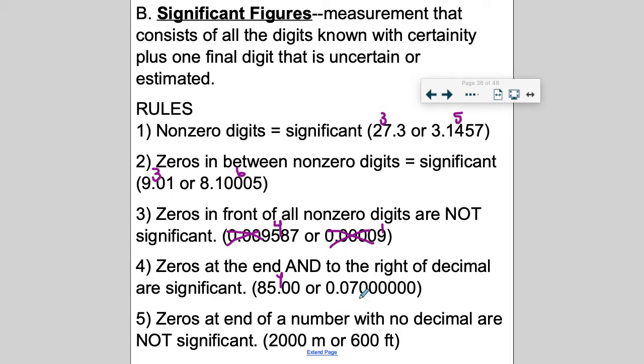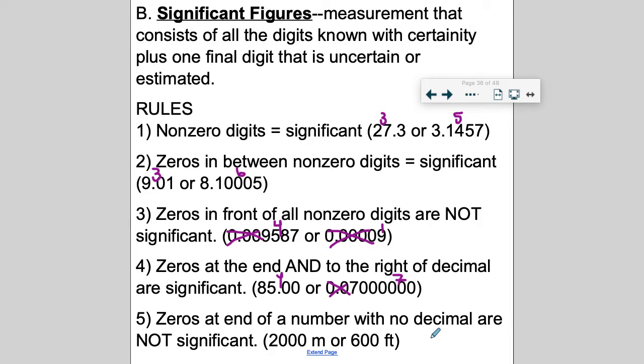Okay, what about this one? The first 2 zeros in the front don't count. But these zeros do. So 1, 2, 3, 4, 5, 6, 7. That one sucks.